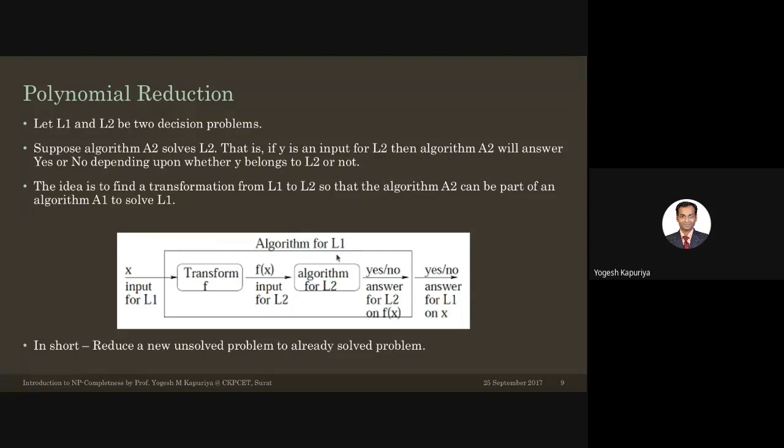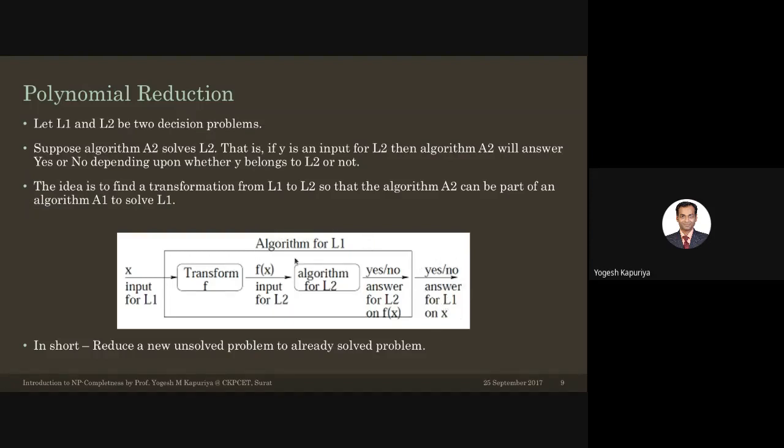So basically L1 is a problem statement. You have an algorithm for L1. So this is a white box, right? This rectangle box is actually your algorithm for L1. You are giving some input to L1, that is X, and because it's a decision problem, the answer is yes or no for L1.